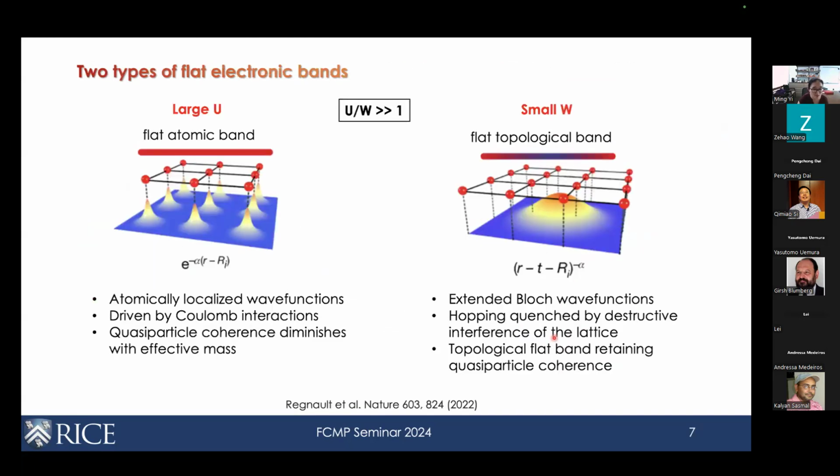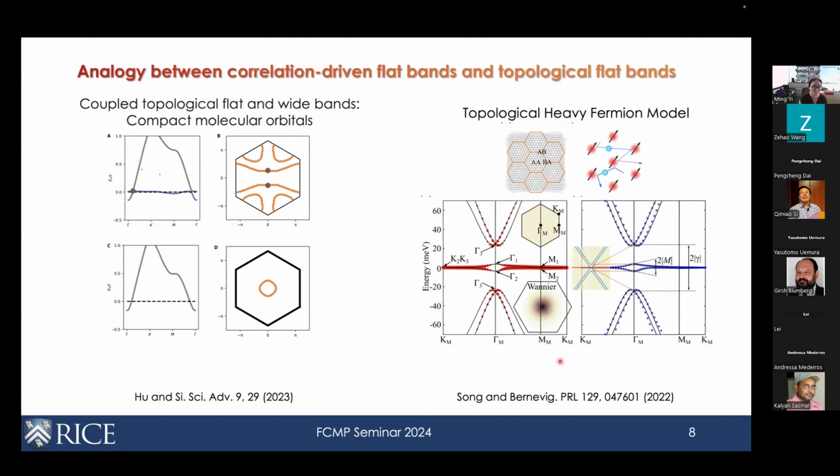What I really want to emphasize is that even though these are fundamentally different objects, there is this really nice analogy between the two limits, and this has really led to a lot of theoretical activity in mapping one onto the other as a way to look at these correlated topological systems. So here I show you just 2 examples. This is, of course, not exhaustive, there are more than what I've listed here, but these are some constructs from a theory perspective of how to map one onto the other.